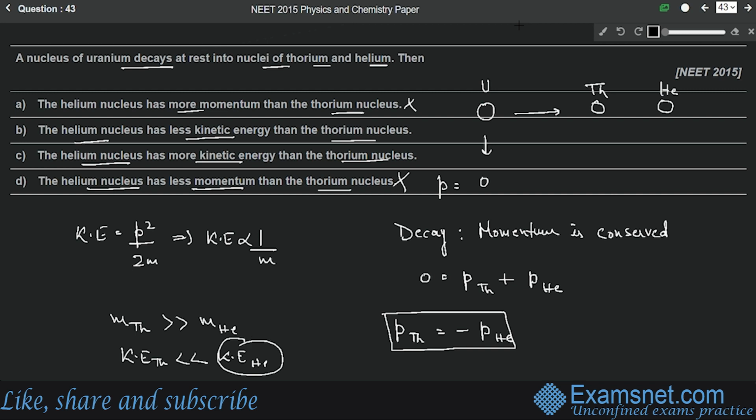So, let's see. The second option is the helium nucleus has less kinetic energy, which is incorrect because we have seen that helium will have more kinetic energy. So option C, helium nucleus has more kinetic energy than thorium nucleus, will be correct. Option C will be the correct answer.